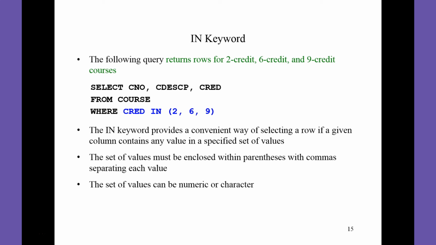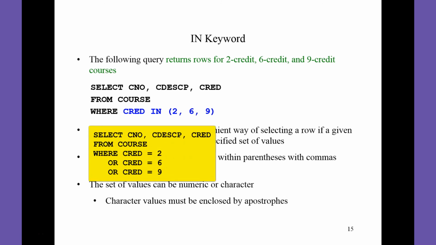If the values are character data, then the values must be enclosed with apostrophes. Numeric literals are, as shown in the example, not enclosed within apostrophes. Note that the in keyword, or the in list operator, is redundant. We don't actually need this operation. It's a convenience operation. For example, consider the following equivalent query that will return rows for 2 credit, 6 credit, and 9 credit courses, but we don't use the in keyword.